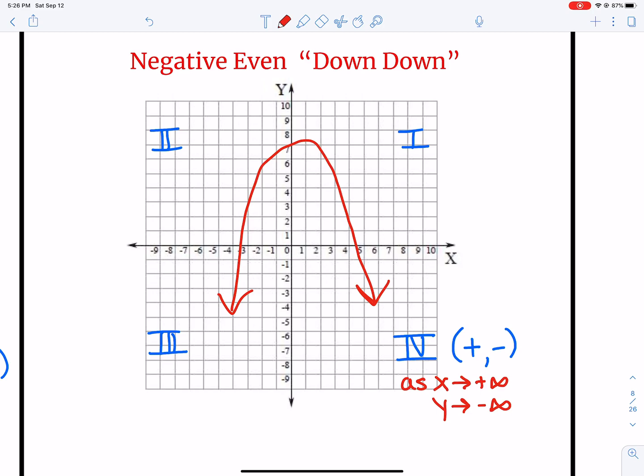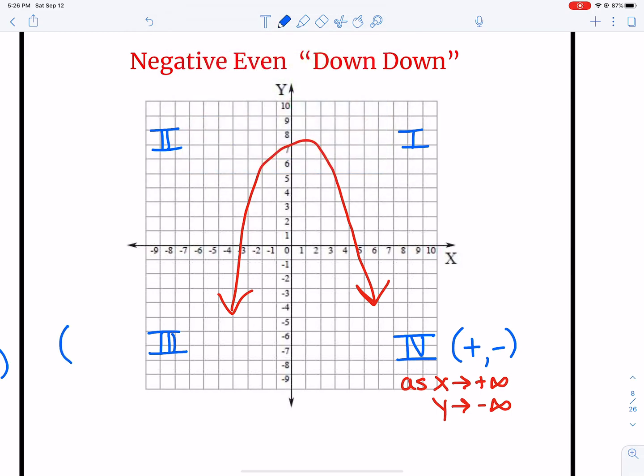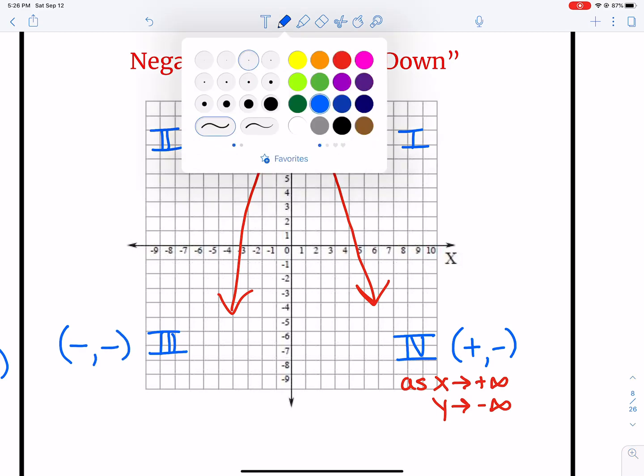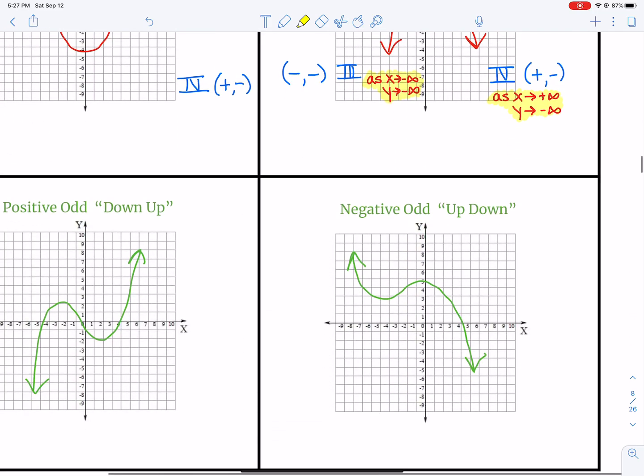And on the other end of our graph, the third quadrant is where it's pointing toward, where both x and y are headed toward negative infinity. So we would say as x approaches negative infinity, y also is approaching negative infinity. And again, it's important to practice writing it out in this way, but use your knowledge of your quadrants to make it easy. Okay, let's look at the other 2 examples.